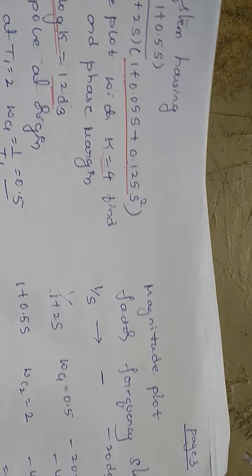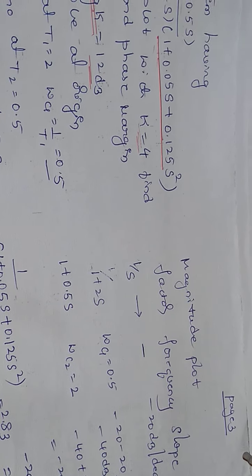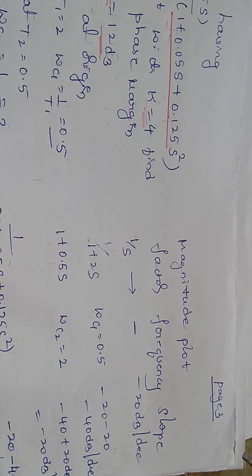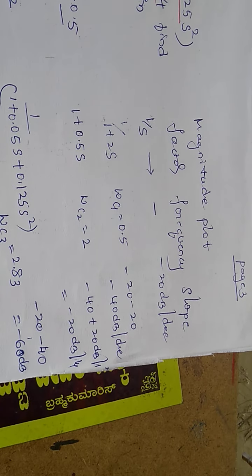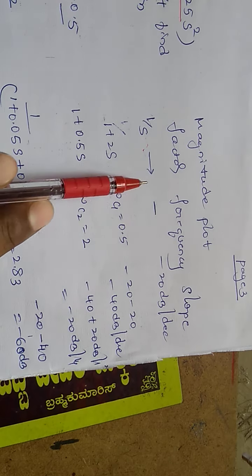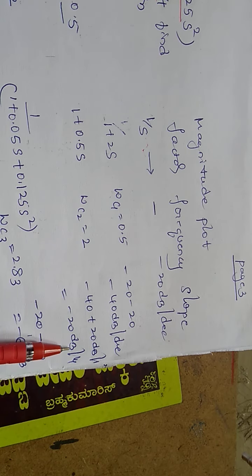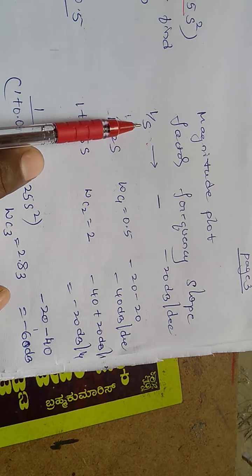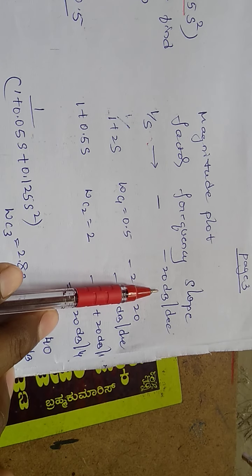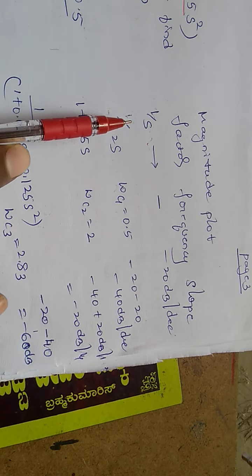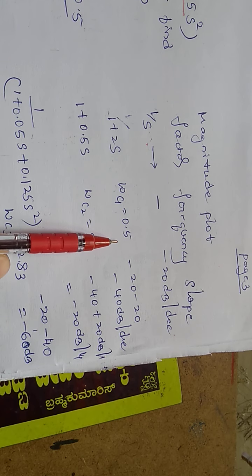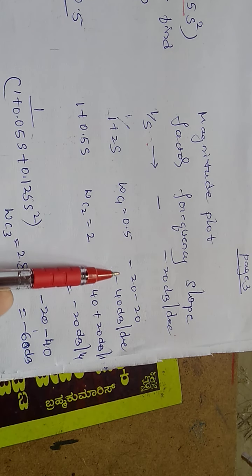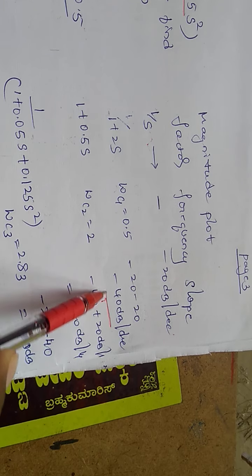Then, the same as before, obtain the magnitude plot. To obtain the magnitude plot, observe the table: factor in the first column, frequency in the second column, slope in the third column. The first factor, 1 by s, means one pole at the origin, so the magnitude slope is minus 20 dB per decade. Then the next factor, 1 over 1 plus 2s, is also in the denominator, so it is a pole. The slope again adds minus 20. Omega c1 is 0.5, minus 20 minus 20, you will get minus 40.